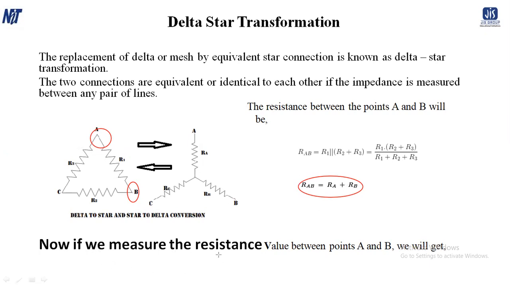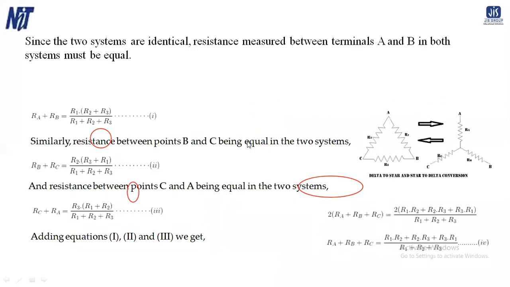Now if we measure the resistance value between point A and B, since the two systems are identical, the resistance measured between terminal A and B in both systems must be equal. So here, just add RA plus RB, that is equations 1 and 2.